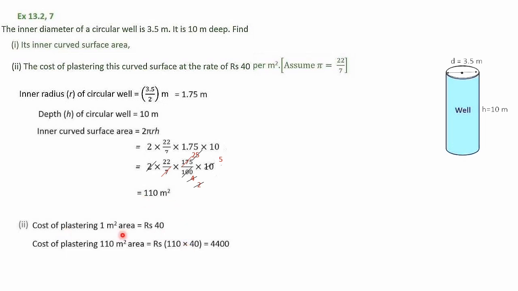For 1 meter square the cost is rupees 40. For 110 meter square, because the curved surface area we have calculated is 110 meter square, the cost is 40 into 110. So 110 into 40, when you multiply, you will get 4,400. So the cost of plastering the curved surface area of the well is rupees 4,400.